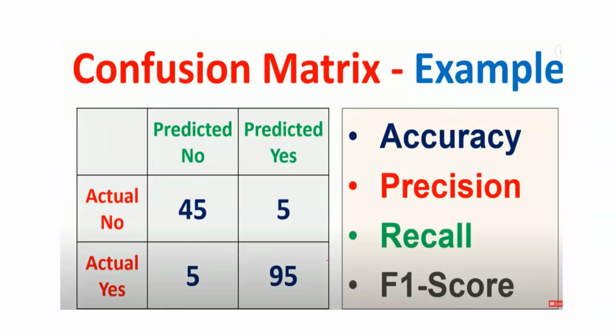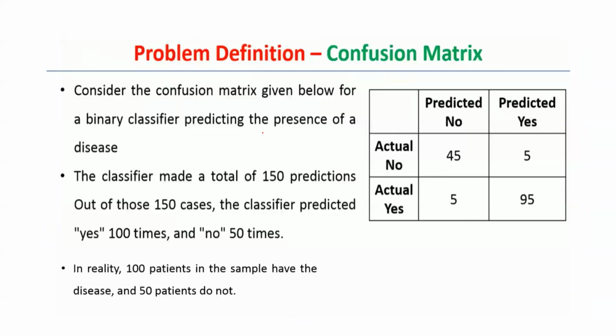Now, let us solve one problem. This is some data we have collected for a particular model, with the predicted values and the actual values, and we are asked to find the accuracy, precision, recall, and F1 score. This is the problem statement. Consider the confusion matrix of a binary classifier. How do we know it is a binary classifier? Because we have only two labels, so a 2 by 2 matrix. The classifier made a total of 150 predictions, and out of those 150 cases, the classifier predicted yes 100 times.